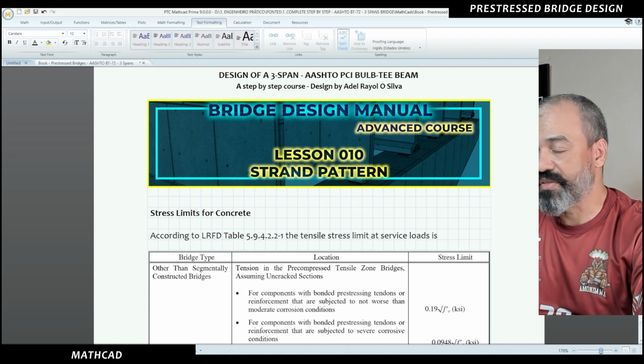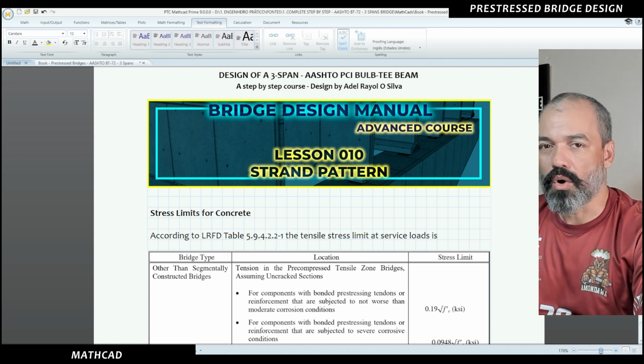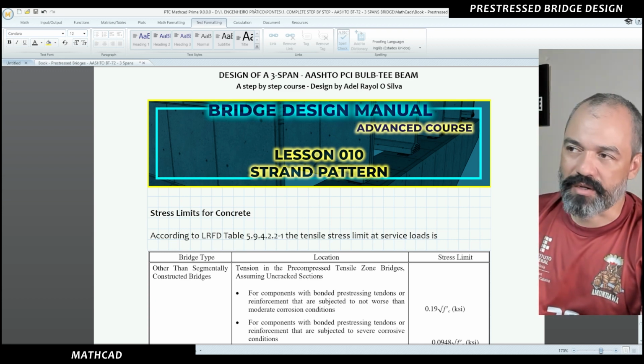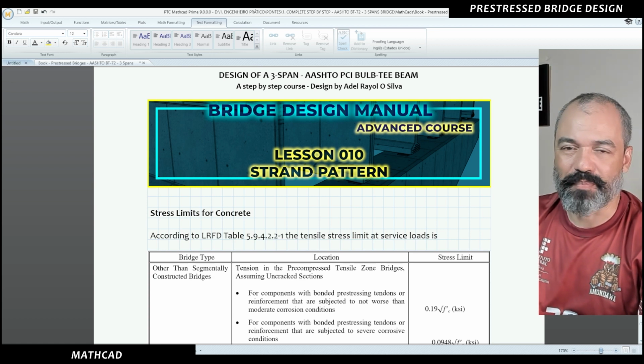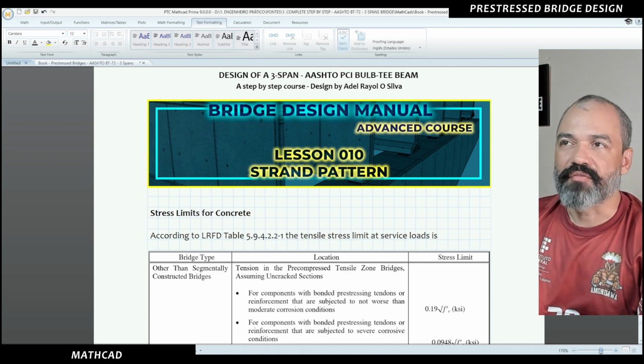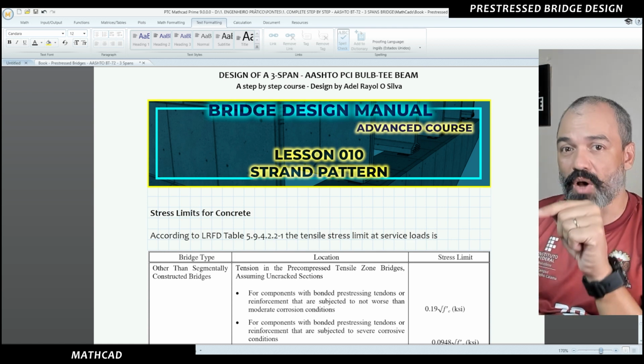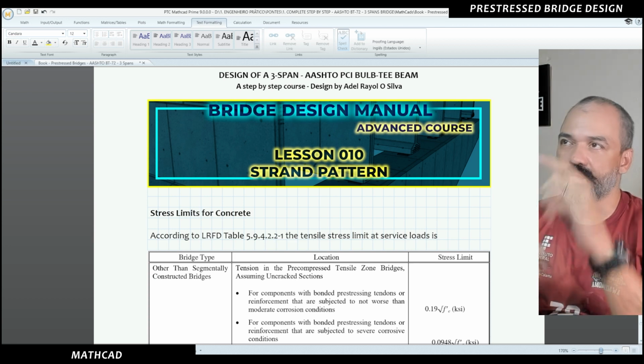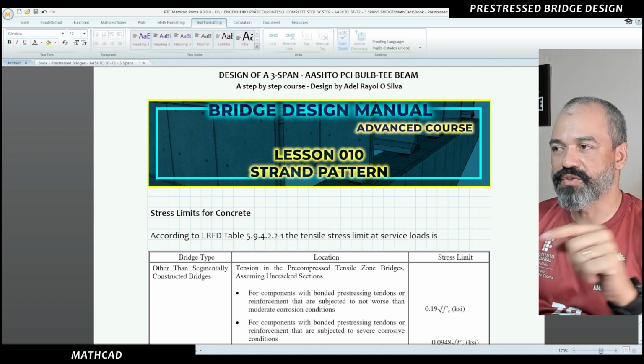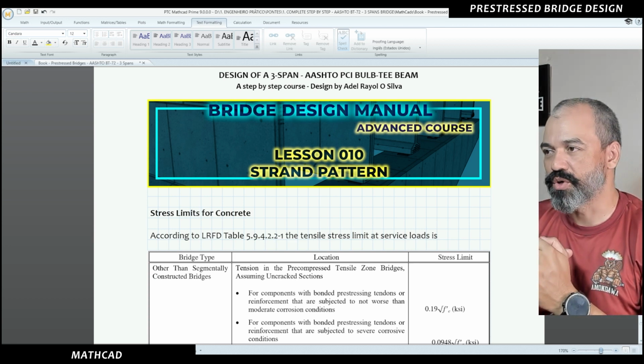Let's move on with our bridge design course, and in this class we are going to discuss the strand pattern. So you have to set how and the amount of cables that we are going to put on our girder, so how they are distributed over the cross section of our girder.